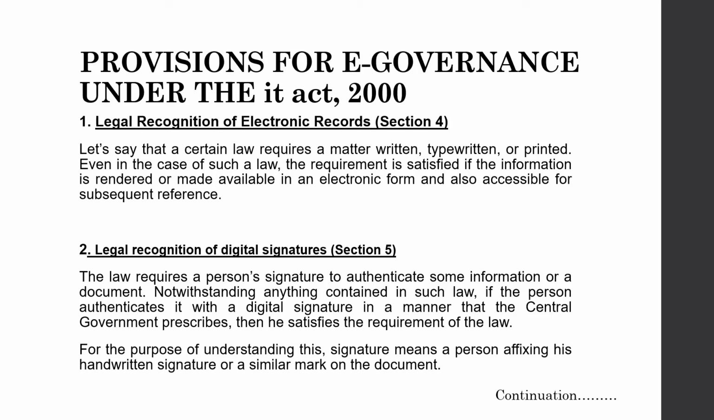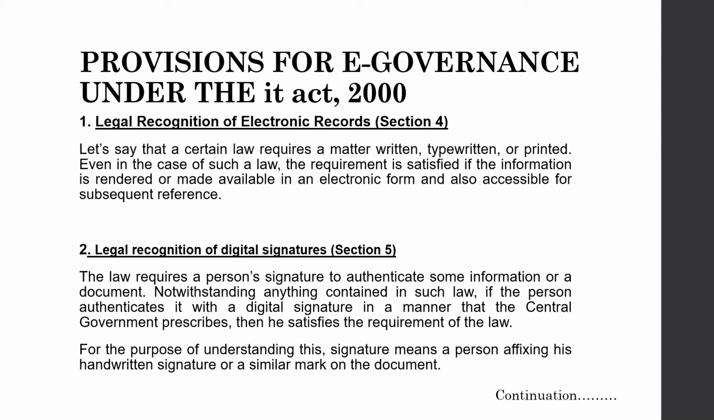It may be written or typewritten or printed, anything can be there. So this provision is there for e-governance under the IT Act 2000. Whatever is needed to access such things, you have to record in that way. So the requirement you have to give importance. What is the requirement? How does it need to be satisfied? Somewhere video is required, somewhere you have to store it in a written form or a printed form or in a scanned form. So what is the actual requirement, you need to give more importance to that.